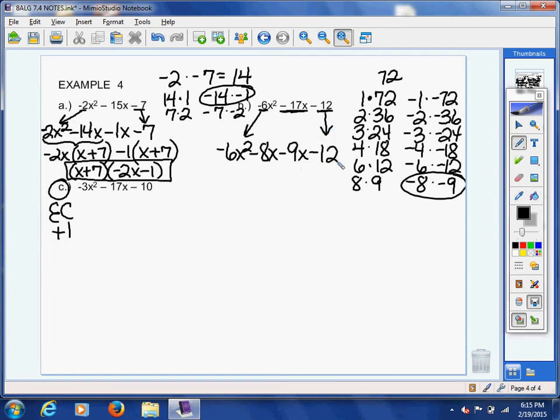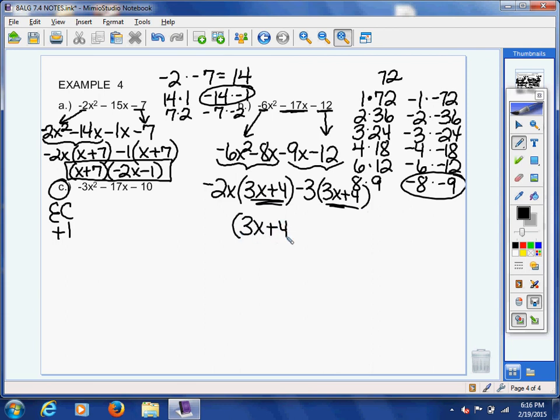Because we created a 4-term polynomial, we can factor by grouping. And so let's pull out a -2x. That's going to leave us with 3x and positive 4. And let's do it again. Pull out a -3, and that's going to leave behind a 3x and a positive 4 as well. So that looks really good. We have our common binomial. We'll pull that out, and then what you're left with is those two binomials. So that's really the long and the short of it.